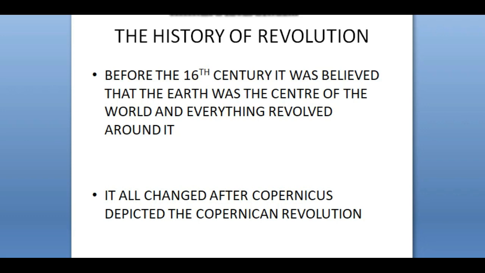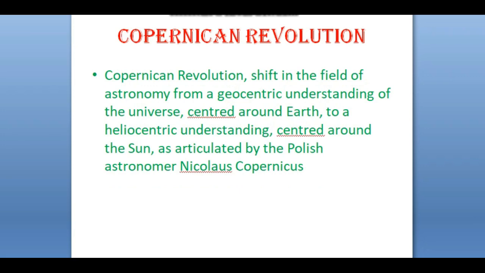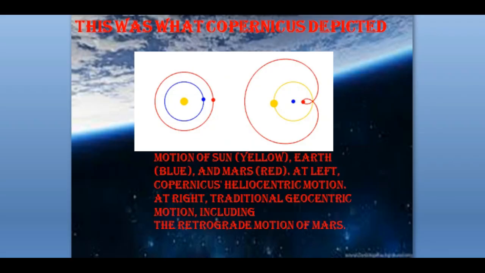Before the 16th century, it was believed that the Earth was the center of the world and everything revolved around it. So before, it was believed that instead of the sun, it was the Earth at the center and every planet, including even our sun, used to revolve around our Earth. But it all changed after Copernicus depicted the Copernican revolution. So what is the Copernican revolution? The Copernican revolution meant the shift in the field of astronomy from a geocentric understanding of the universe centered around Earth to a heliocentric understanding centered around the sun, as articulated by the Polish astronomer Nicolaus Copernicus.